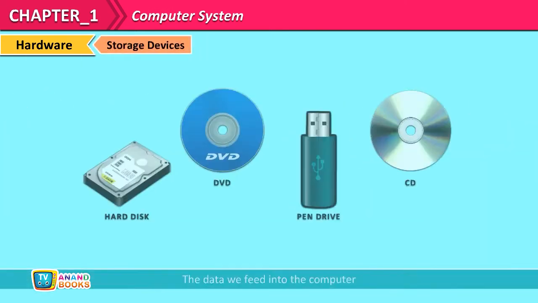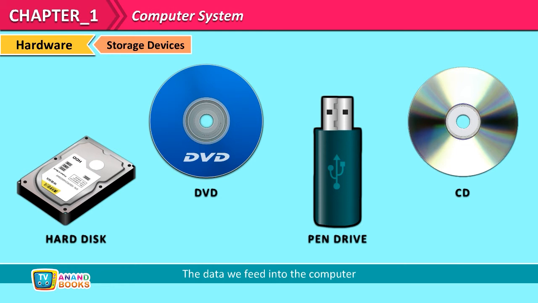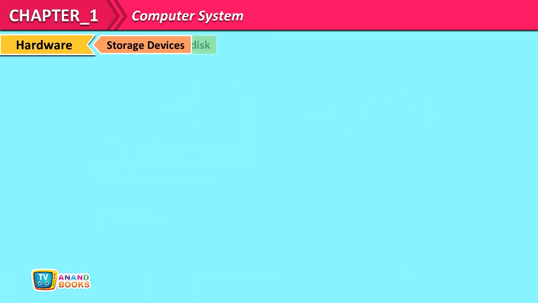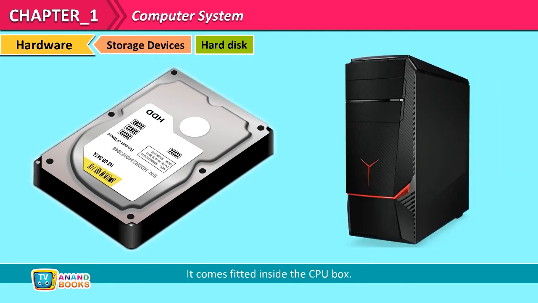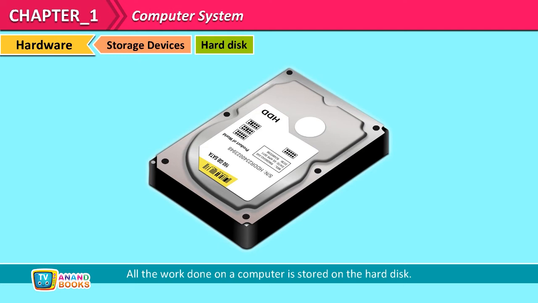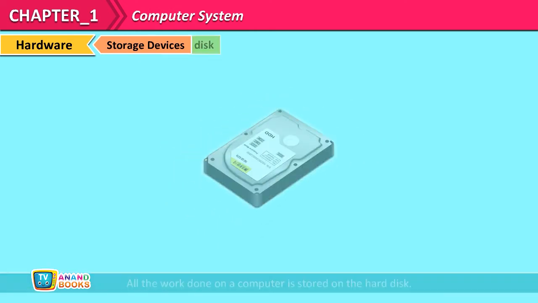Storage devices. The data we feed into the computer and the information generated can be stored on the computer for future use. Storage devices store information saved on a computer. They can be internal or external. Hard disk. The hard disk is the main storage device of a computer. It comes fitted inside the CPU box. It can store large amounts of data. All the work done on a computer is stored on the hard disk.